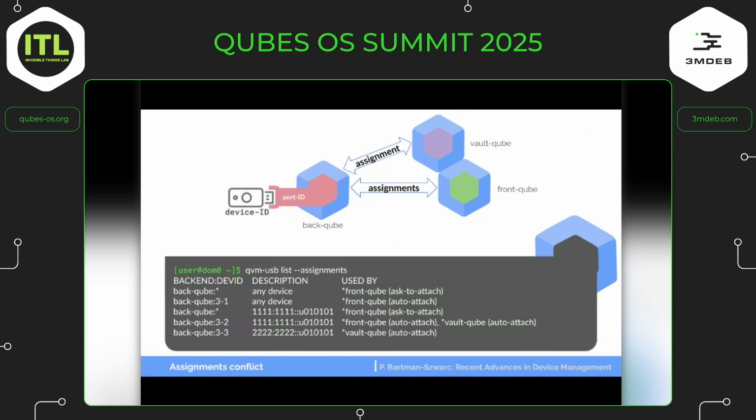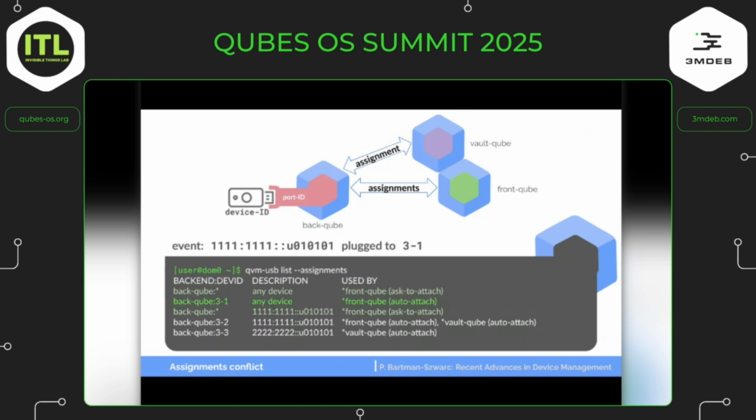And there are several cases when we can encounter conflicts. For example, if we have the following setup, we have four assignments from the backend cube to the front cube and two assignments from the backend cube to the vault cube, with the following rules. We can see that in some cases we have the wildcard in the place of the port ID, sometimes the wildcard, meaning any device, in the device ID, and we can have different options like ask to attach or auto-attach.